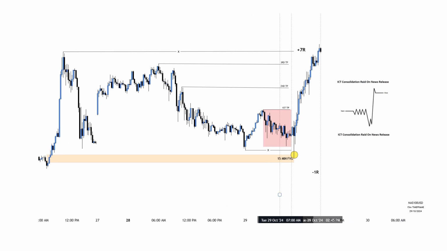So if you're a person, right, that sees that now we have 10 a.m. news or 8:30 a.m. news and price has been consolidating, right? And then we see this manipulation happen, right? That's when now we can expect for price to rally higher during that news release.